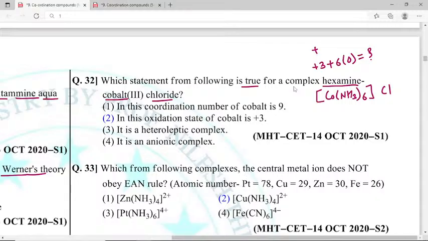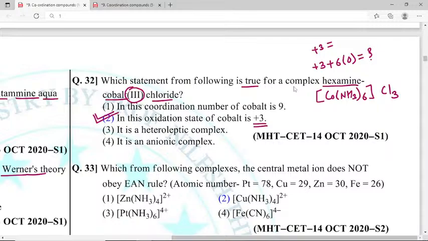So +3 and this is the 0 actually. So this is the +3. Okay, that is your answer. So Cl3. And the oxidation state of cobalt is +3 actually. Already given here. Cobalt as Roman 3, the +3. So option number 2 is correct.